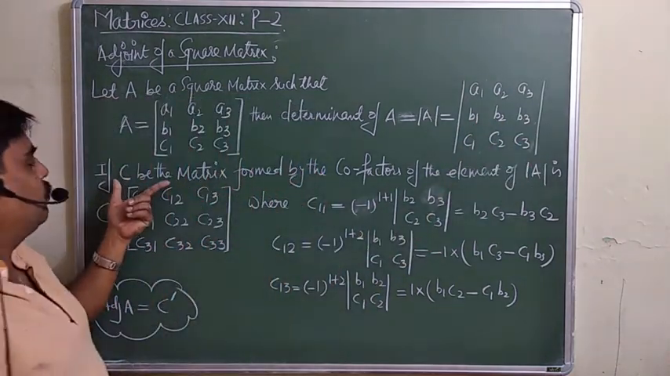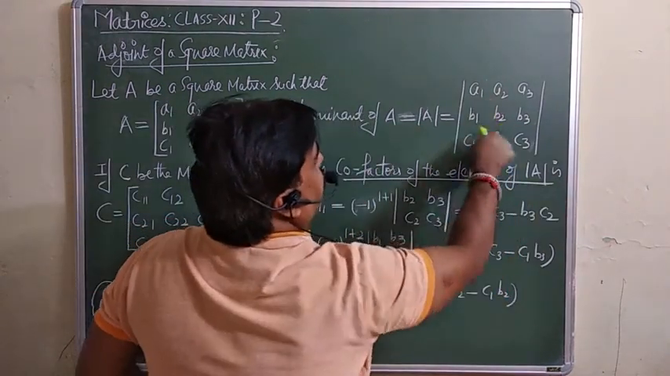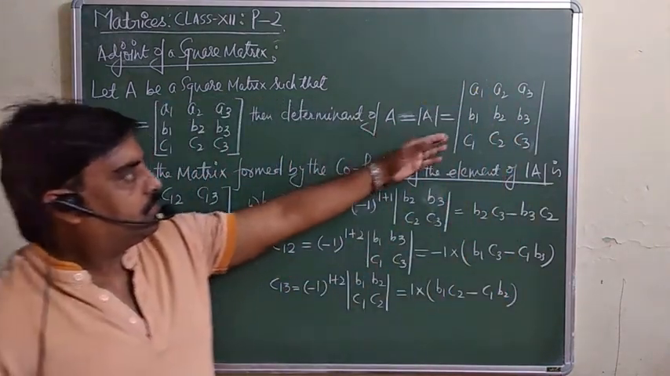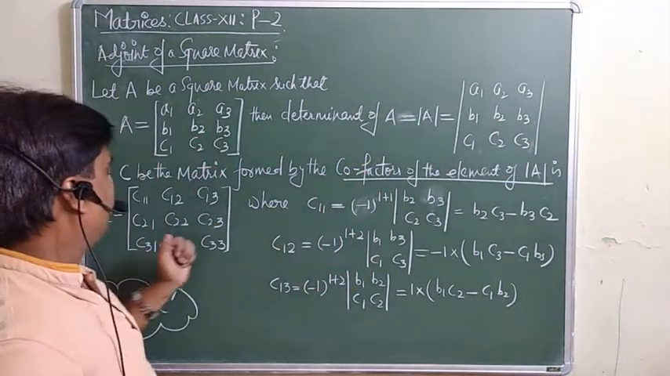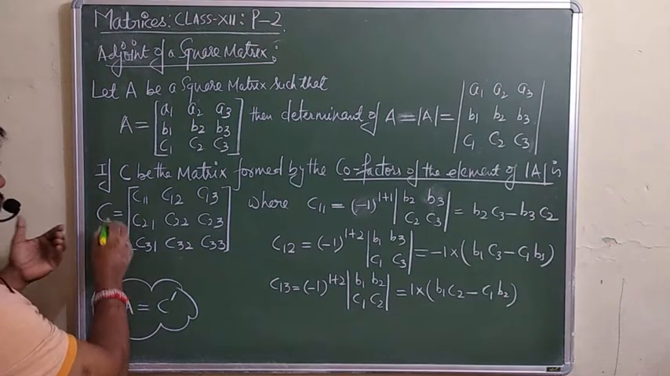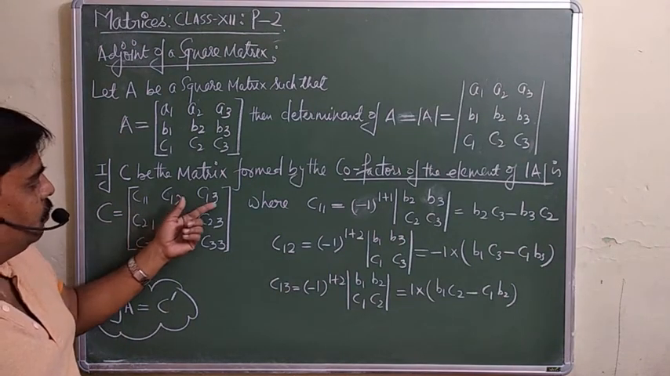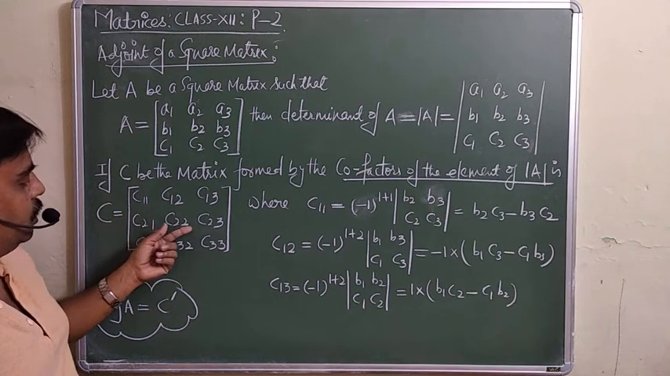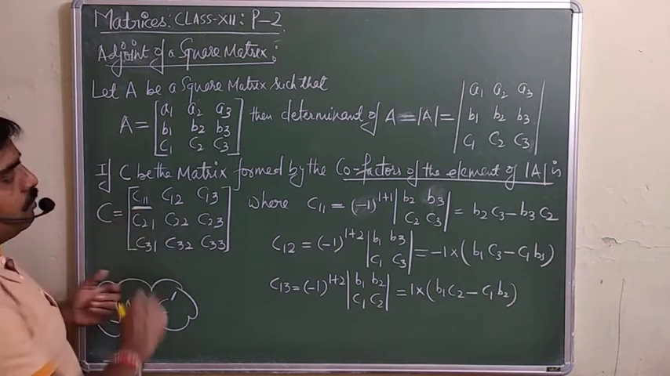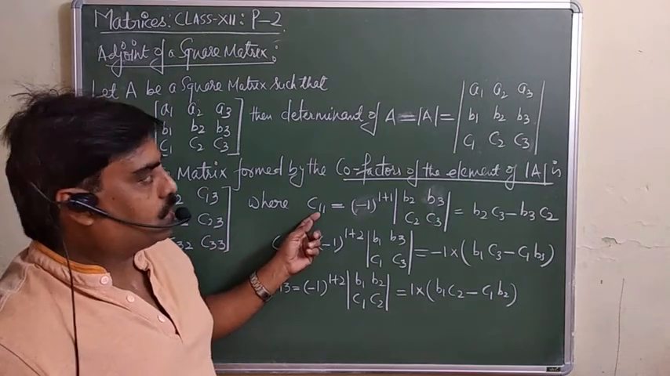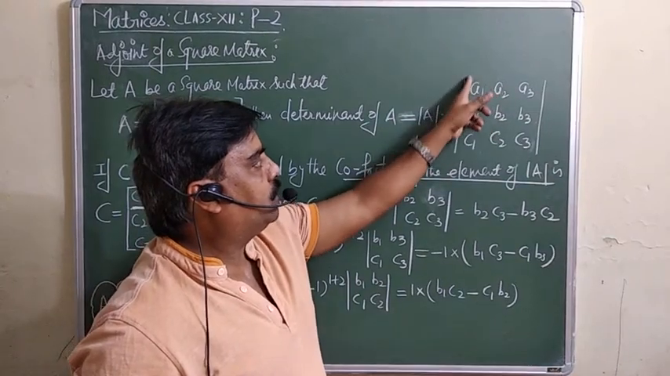You are supposed to find out first of all the cofactors of the elements of the determinant A. Cofactors of every element of the determinant A. Just for my own convenience I have written C as the cofactor: C11, C12, C13, C21, C22, likewise. So how can you calculate the cofactor C11? Means first row, first column element. We are going to find the cofactor for this one, A1.